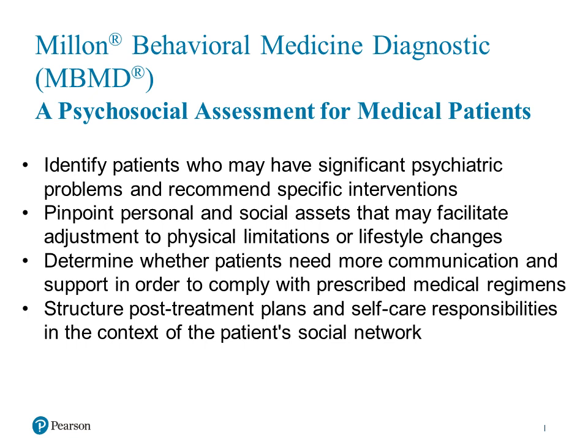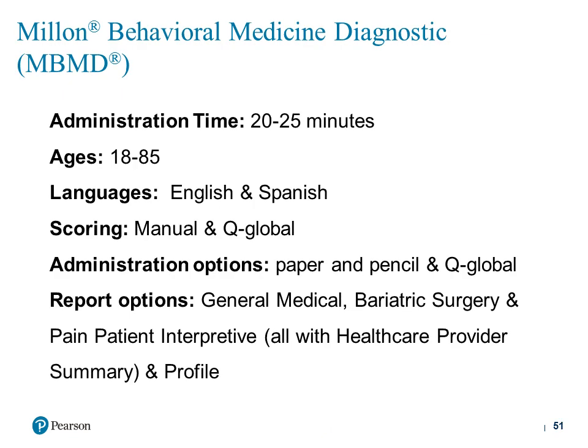It's pretty brief. It is comprehensive, though, and there are 3 norm groups, one that includes a comprehensive sample of patients with chronic medical conditions, one that's specific to bariatric surgery candidates, and one that's specific to patients with chronic pain. So psychologists, physicians, nurses, other healthcare providers use the MBMD results to help identify patients who may have significant psychiatric problems and recommend specific interventions, pinpoint personal and social assets that may facilitate adjustment to physical limitations or lifestyle changes, and determine whether patients need more communication and support in order to comply with prescribed medical regimens. So again, the briefer information about that.